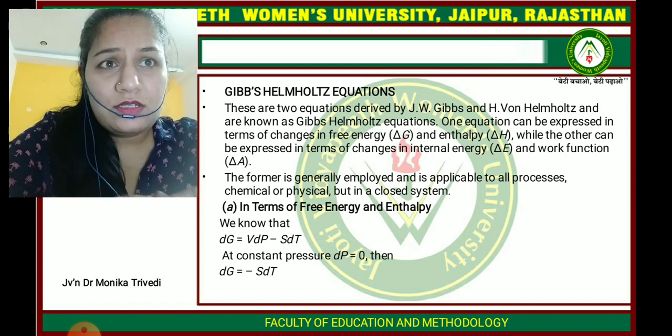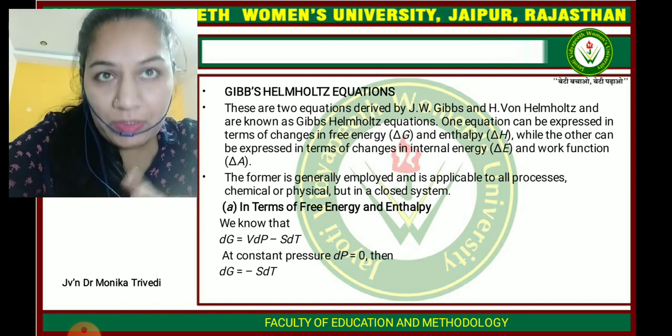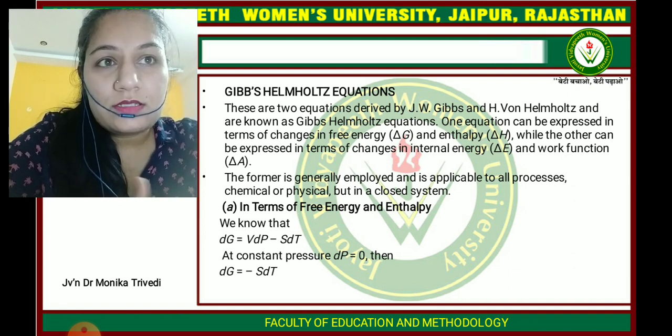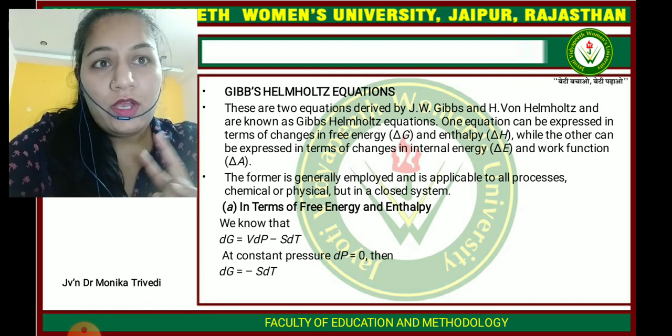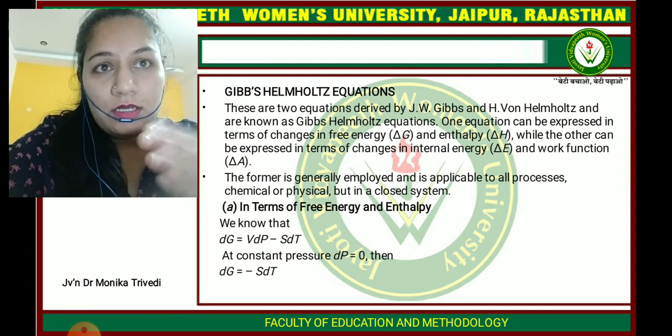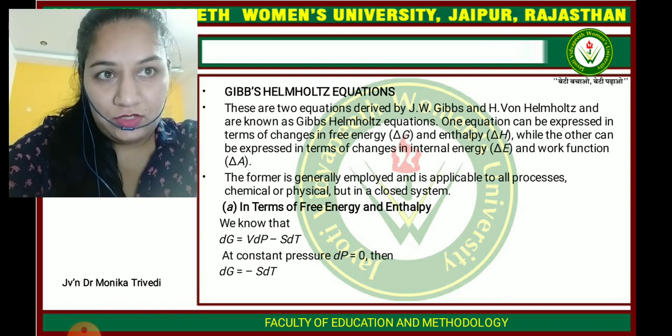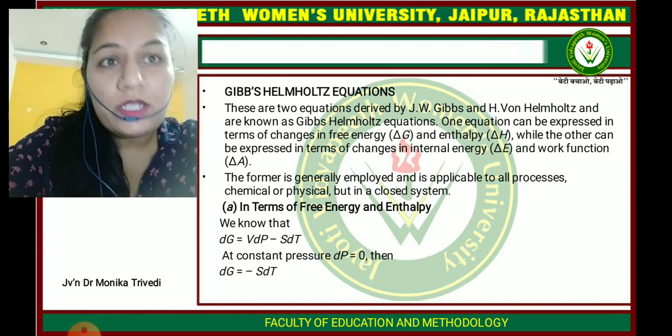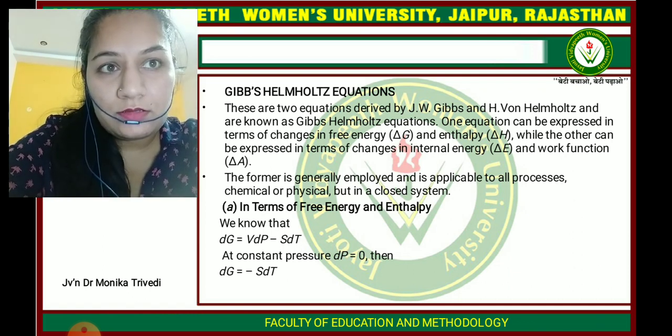This expression is for a change in free energy, which is del G, and change in enthalpy, which is del H, while the other expression is a change in internal energy, which is del E, and work function del A. So we have to learn two equations for the Gibbs-Helmholtz equation. The first equation is in terms of the free energy, and the second is in terms of the work function, which is del A. So first we take the free energy and the enthalpy.